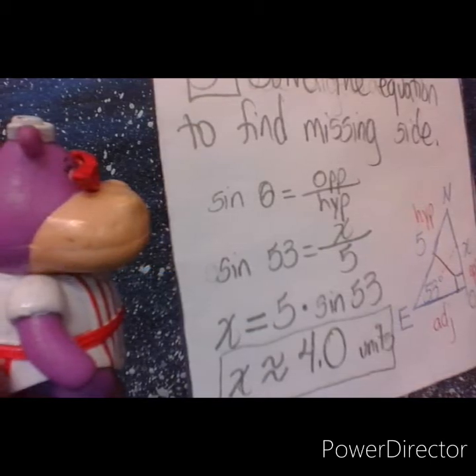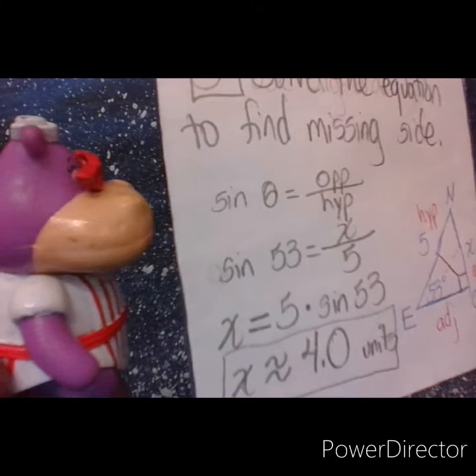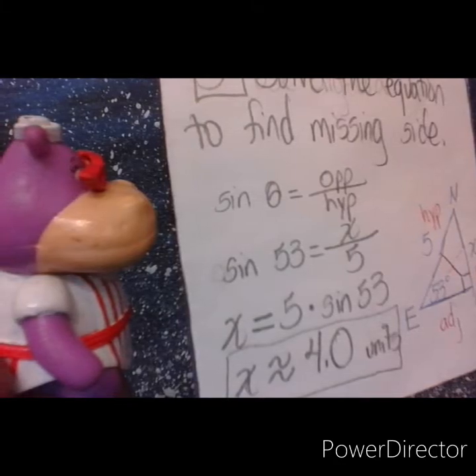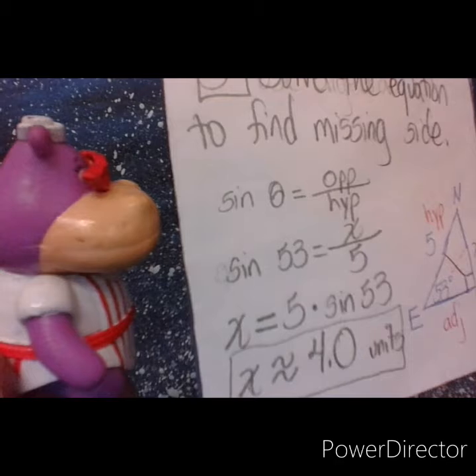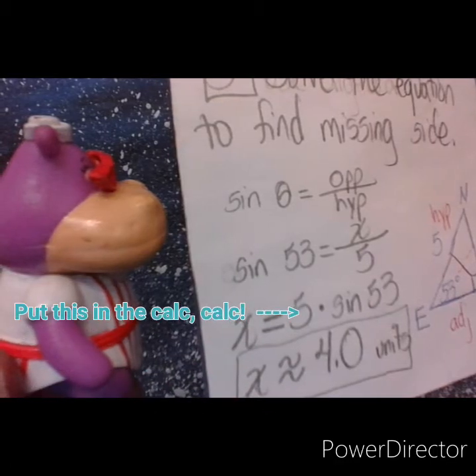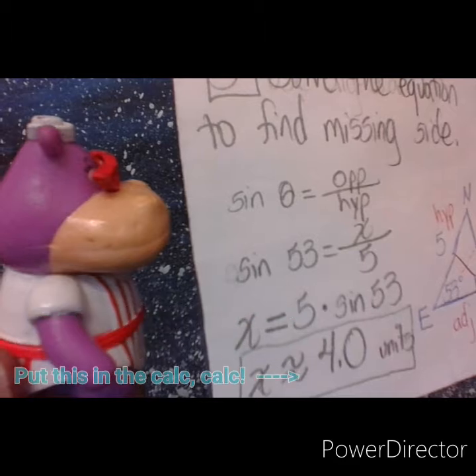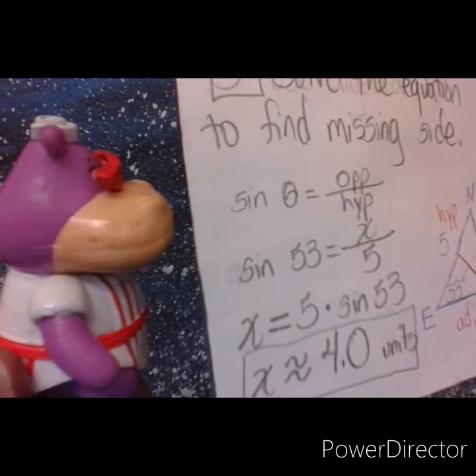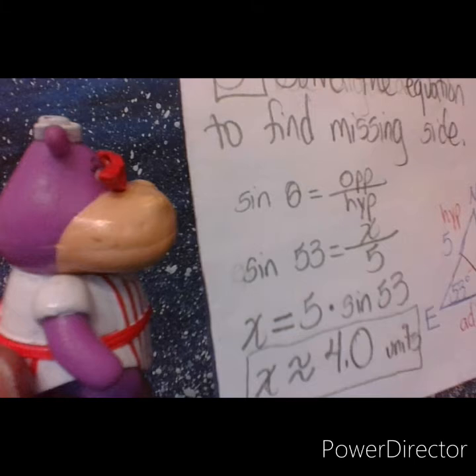And finally, we got to solve it. We got to get tricky with it. And from that video, they let us know that when x is up high, you multiply. So in the calculator, you just do 5 times sine 53, and it's going to give you an irrational number, and here we rounded it to the nearest whole number.